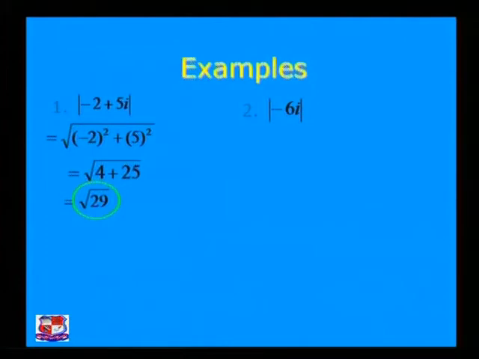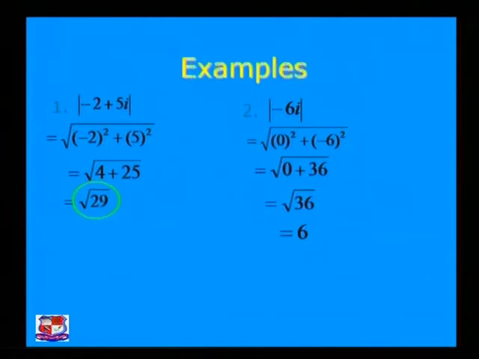6i. Note that here 6i is only an imaginary number, so there is no real part. The real part is equal to 0, that is x is equal to 0, and the imaginary part is equal to -6, so y is equal to -6. So the modulus is the root of x square plus y square, that is 0 square plus (-6) square, that is equal to 36. So we will get root 36, that is the positive square root of 36, that is 6.